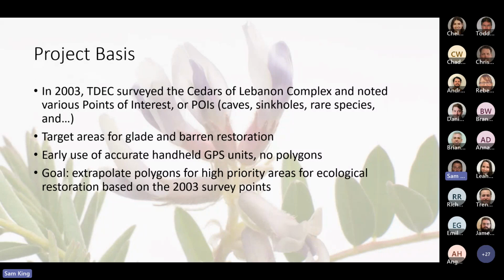So we looked back at 2003, when TDEC employees had gone all over Cedars of Lebanon in the early days of handheld GPS, all points, no polygons, and they had made notes of anything they found that was interesting. Caves, sinkholes, rare plants, animals, salamander occurrences, and they noted areas that they thought would be good restoration sites, but they only existed as points. So the goal of this project was to convert those points into a meaningful polygon.